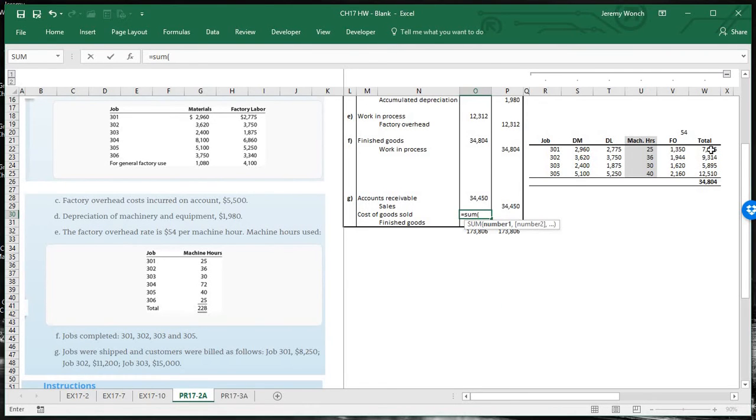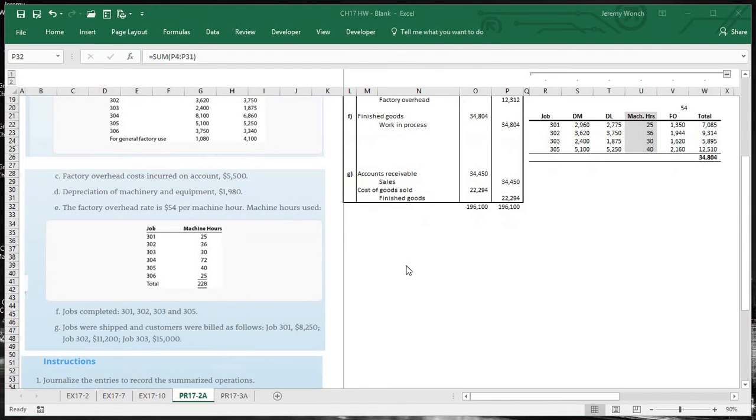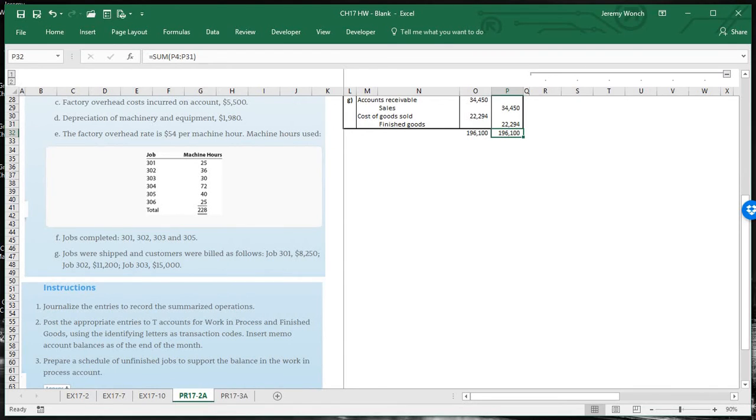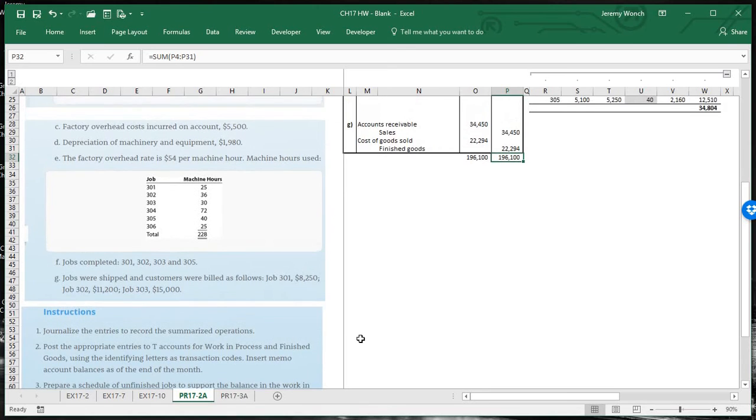So if we sum up the cost related to those 3 jobs, we have $22,294. Alright, so the next thing it's asked us to do is T accounts for work in process and finished goods. And then we want to prepare a schedule of unfinished goods.